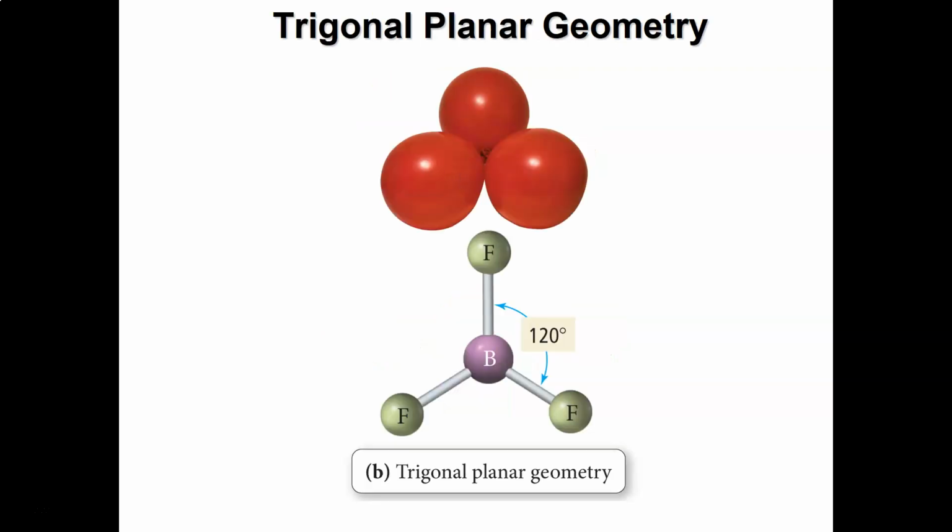Here's one called trigonal planar. This one is flat, and then the atoms spread themselves out almost like in a triangle, and that's going to result in 120 degrees between those bonds. And if you look at your balloon picture, you can see it takes this triangle shape as well.